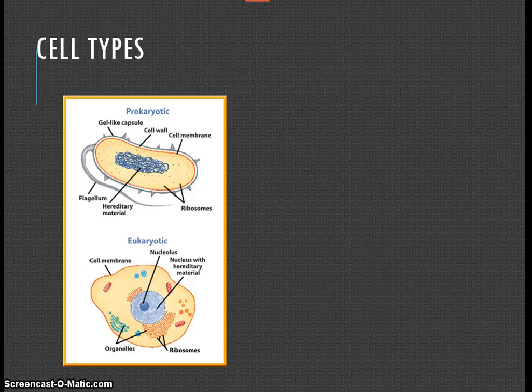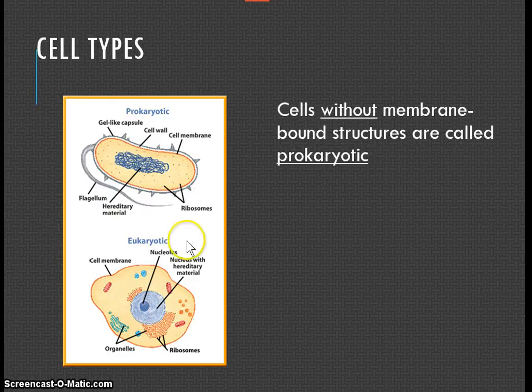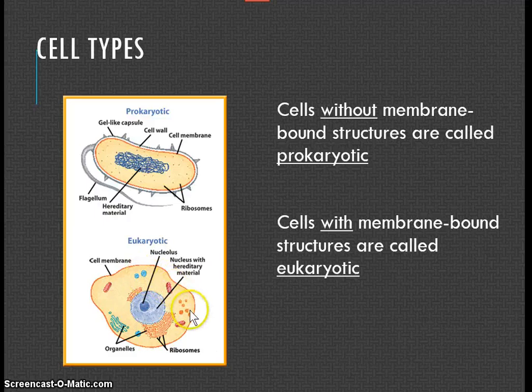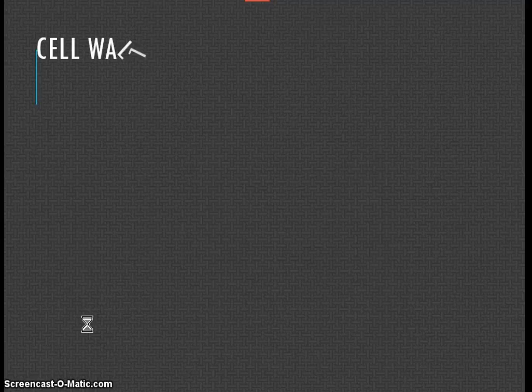There's two main cell types. There is the prokaryotic cell. This is a cell without membrane-bound structure, so you don't see different organelles in here, as opposed to the eukaryotic cell. Right here, this is the eukaryotic cell with membrane-bound structure. So each of these little things here, they have their own membranes surrounding them, and they are called organelles.